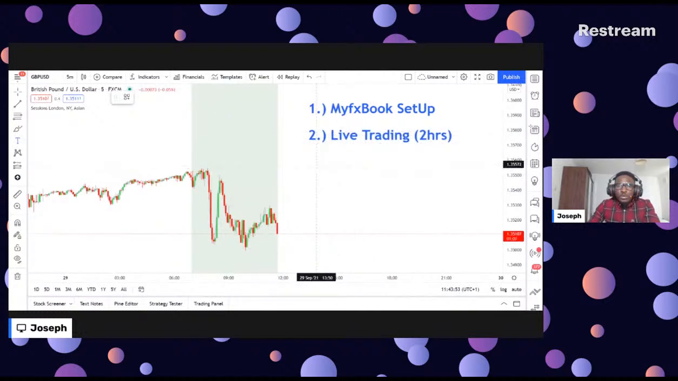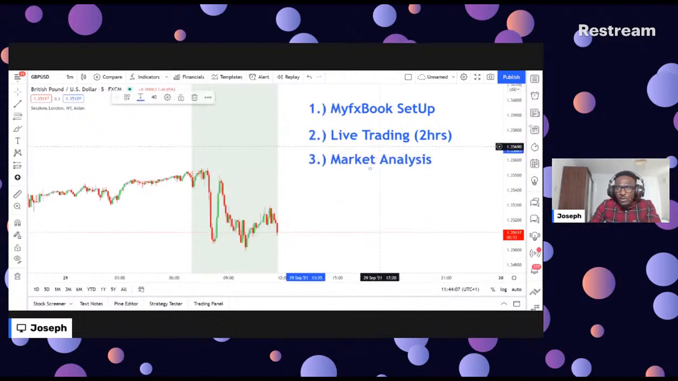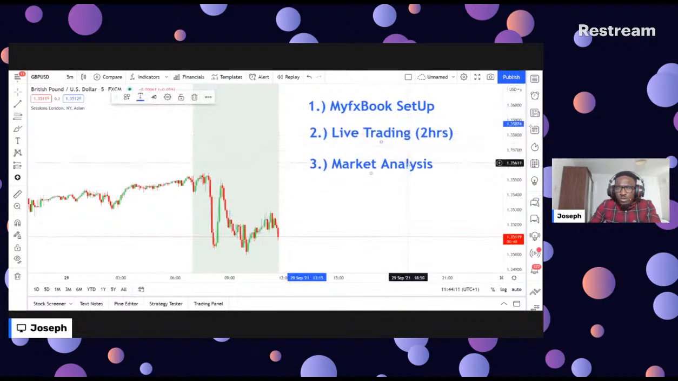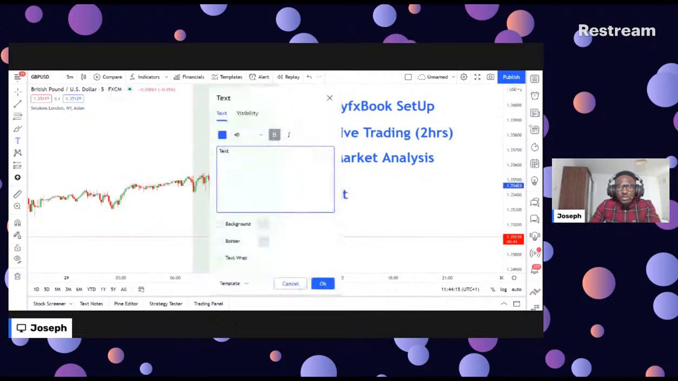And while that is going on, we're also going to be covering market analysis. So we're going to be looking at some of the currency pairs. If anyone has any suggestion of currency pairs that you want me to analyze, we're going to be doing that as well. And I'll probably do a little bit of explanation of the strategy that I'm going to use.